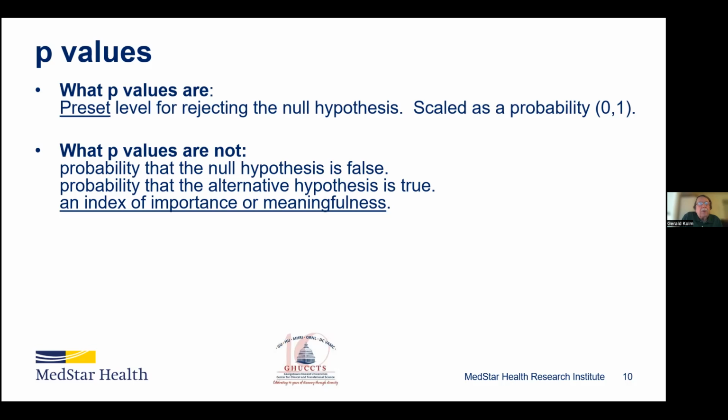And then we talked about what p-values are not. The probability that the null hypothesis is false, or the alternative hypothesis that it's true, or that it's an index of importance or meaningfulness. What a p-value is, is the probability that the result you got is a result of random sampling variability or chance.